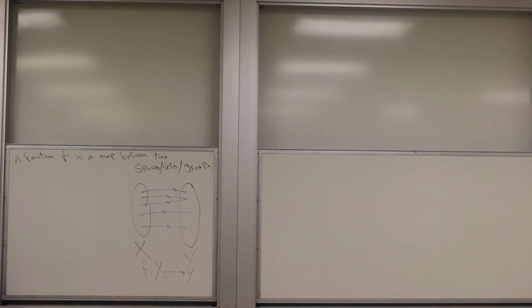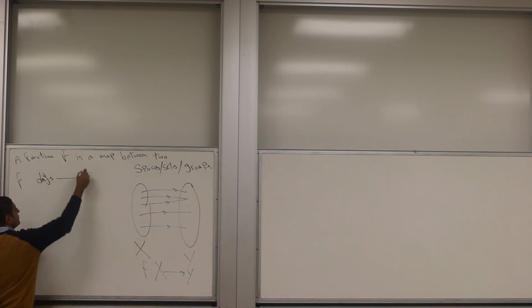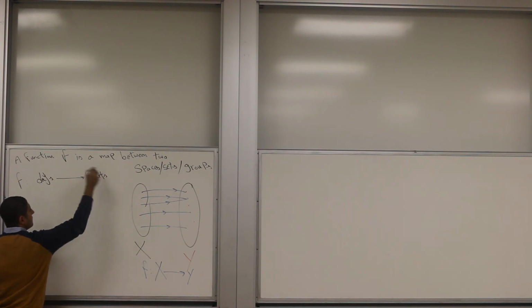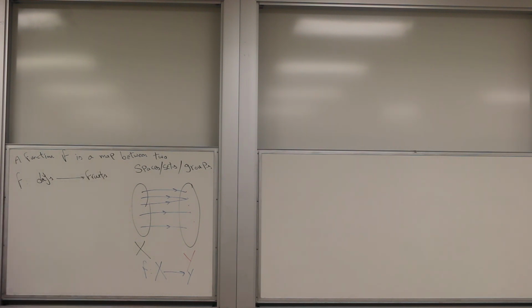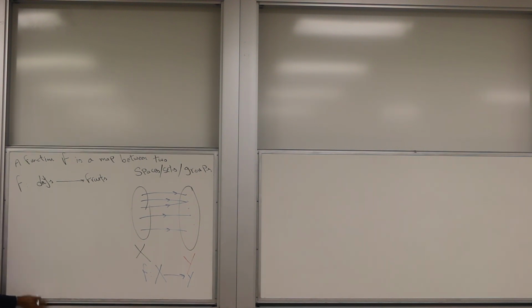And please, we have to think abstract. Don't confine yourself that a function is something like x squared or x cubed at all. It's as abstract as this. It's as abstract as the following example. F is a map from days to fruits. Okay? We're not here in kindergarten, but it has to be as abstract as this. If you don't take it seriously, you will mess up later.